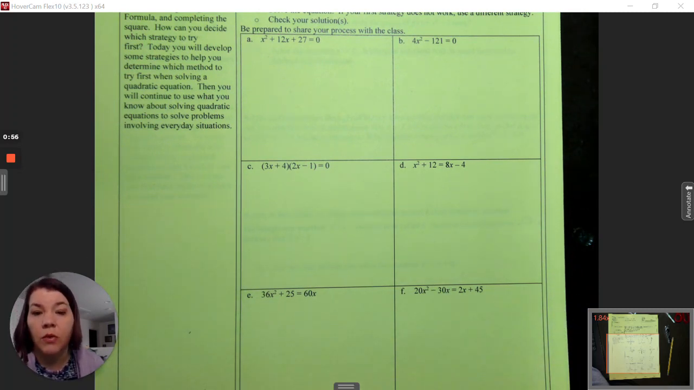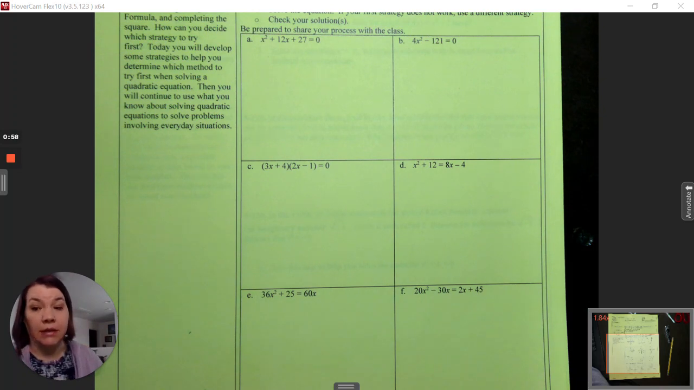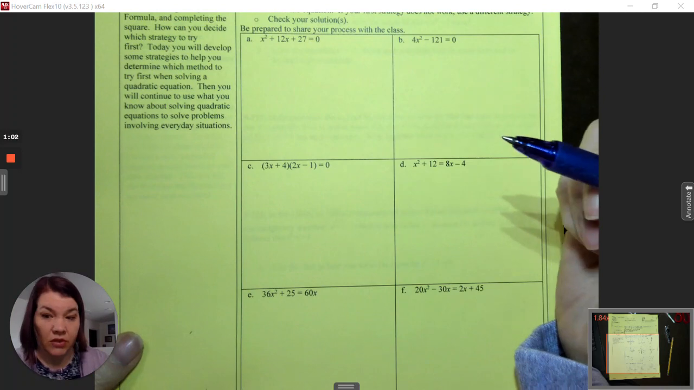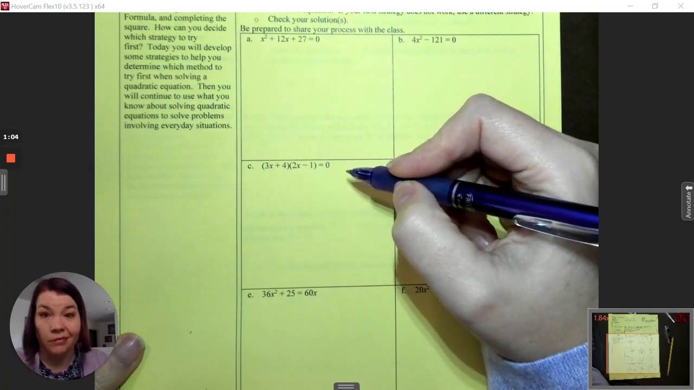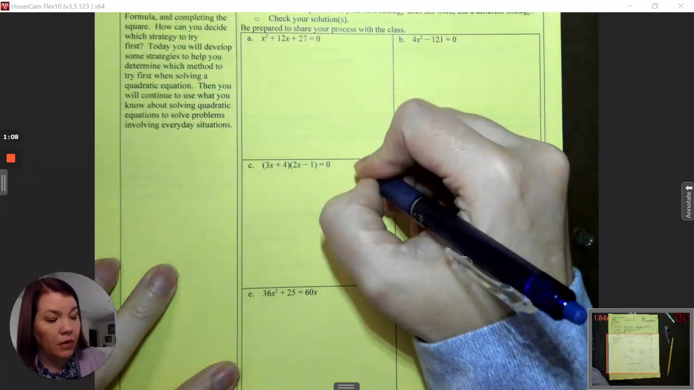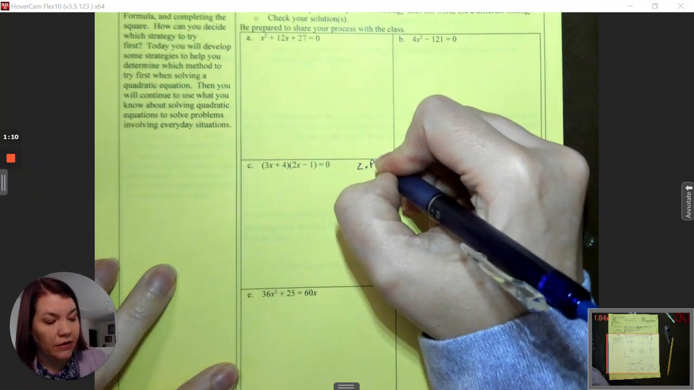The first one that's easiest to solve to me is C, because it's already factored. So I'm going to start with C. I know, I'm going all out of order. I'm going to apply the zero product property because it's factored.